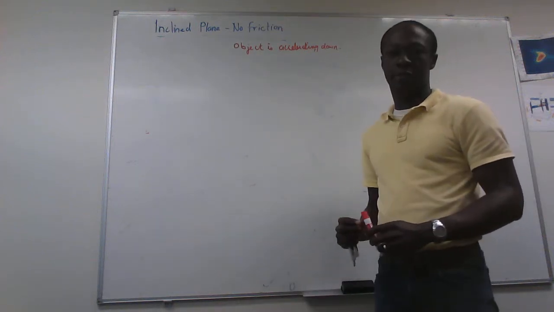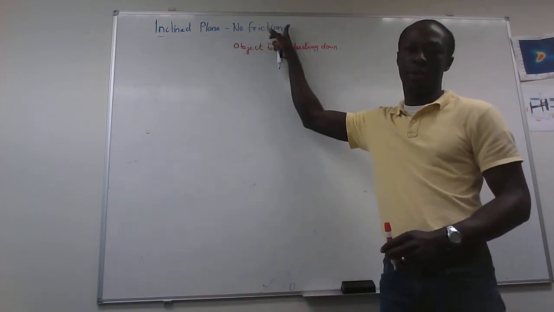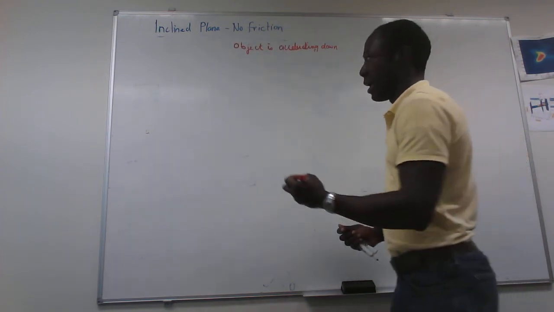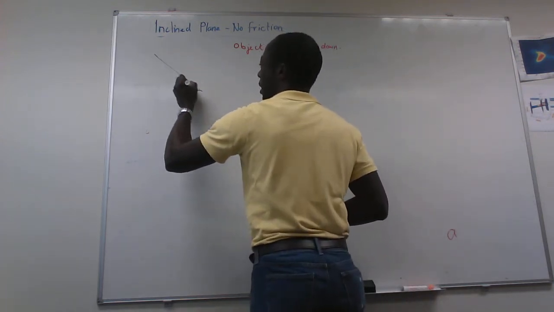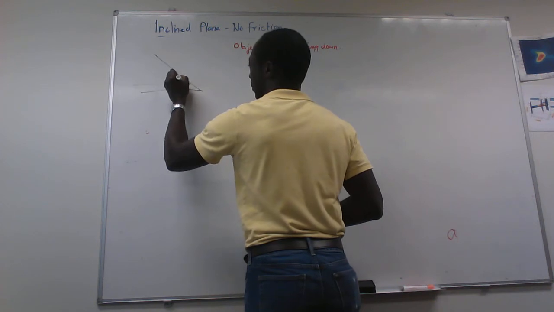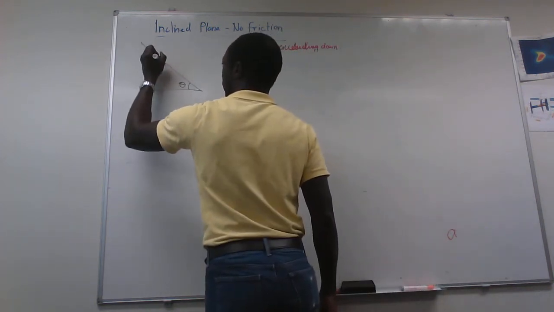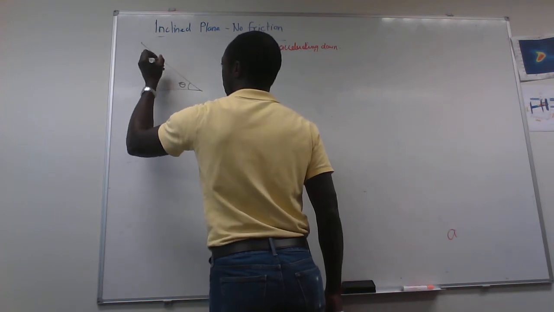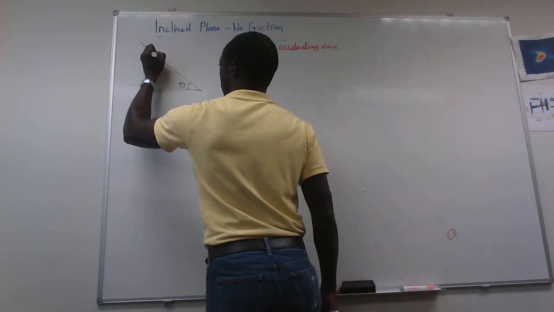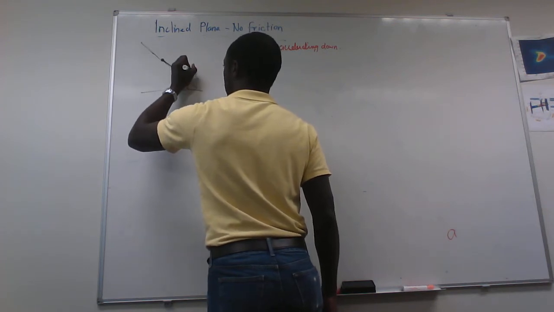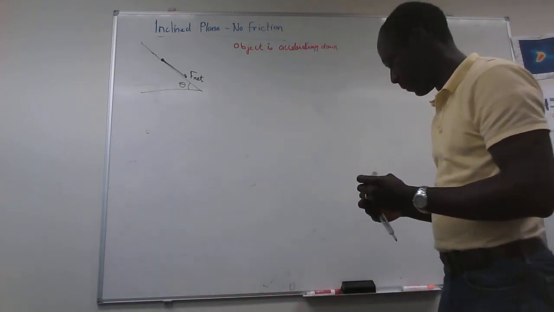This tutorial is for problems involving objects sliding down inclined planes where you have no friction. And so let's say you have an inclined plane at some angle theta, and an object which you're going to represent by a point is sliding down with some acceleration. So the net force acting on this object is going to be down this inclined plane.